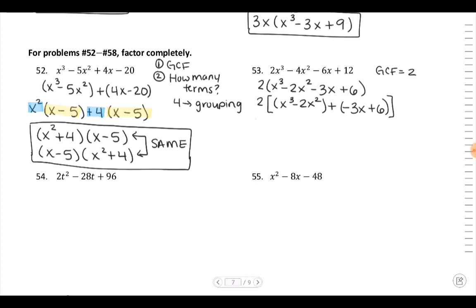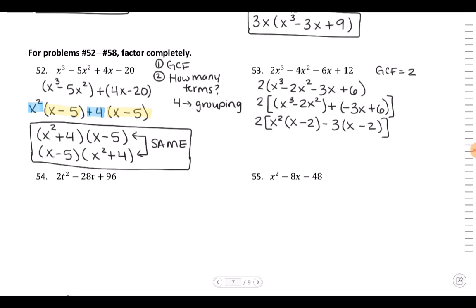Okay, so in my first group here, I can factor out an x squared, which is going to leave me with x minus 2. And in my second group here, because I want my parentheses to match, I noticed that that first term is negative. I should always factor out the negative with my GCF. So I'm going to factor out a negative 3, which is going to leave me now with a positive x. 6 divided by negative 3 would be positive, wait, negative 2. Sorry, I don't know why I said that. 6 divided by negative 3 is negative 2. There we go.